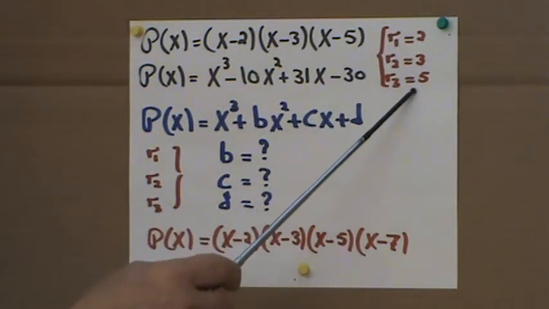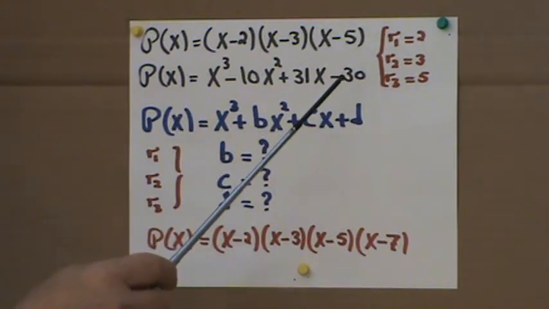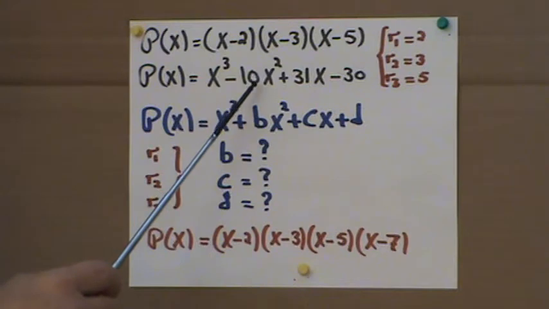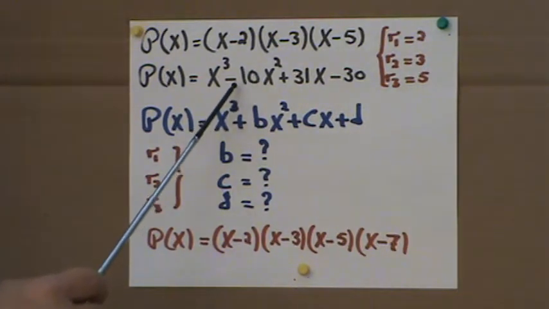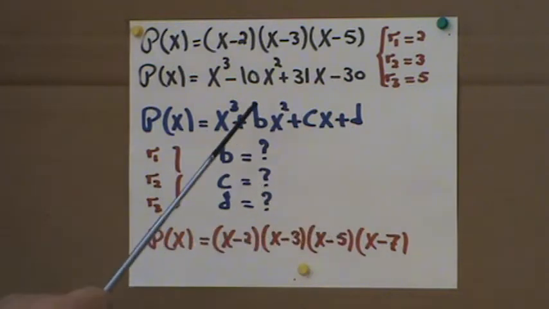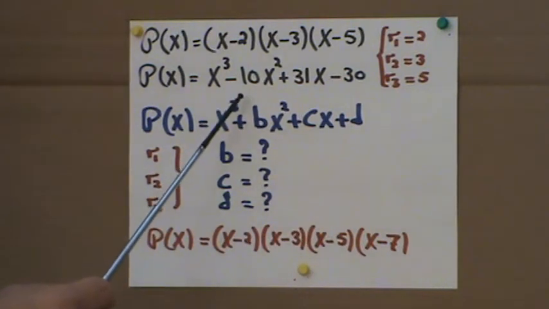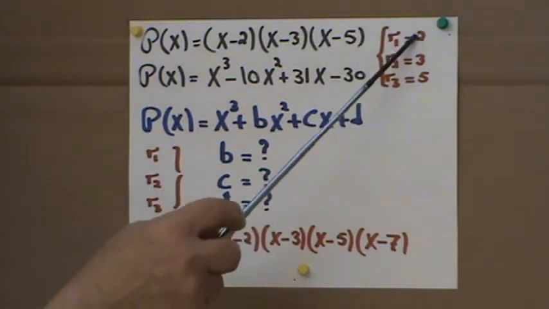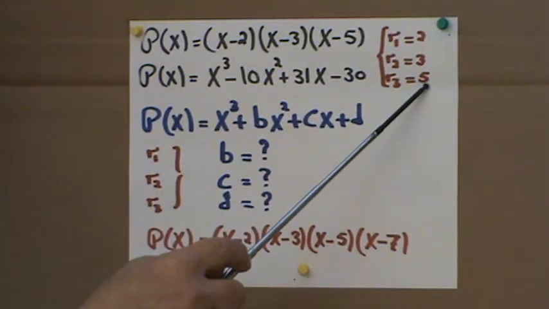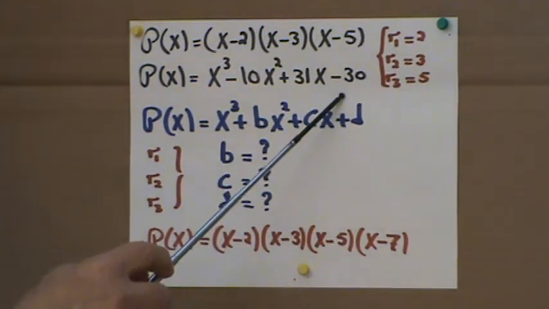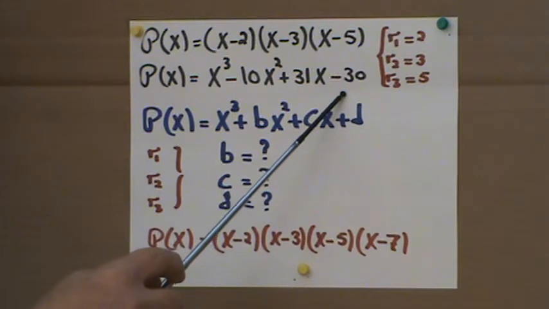So you add the roots, you change the sign to negative, and you end up with the coefficient of the term after the leading term, which in this case is this term. Do you follow me? And when I multiply them together, look at that. 2 times 3 is 6, 6 times 5 is 30, but this is negative 30.